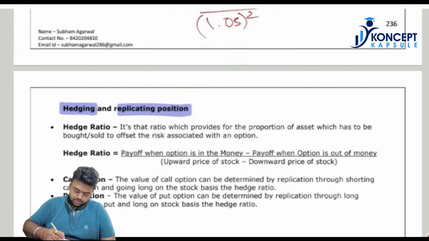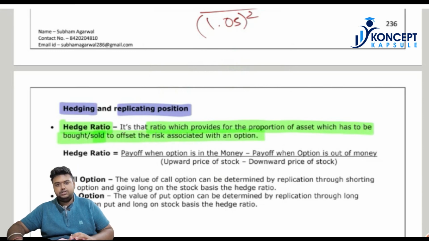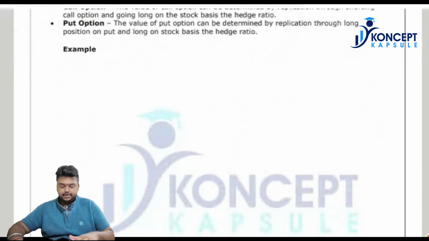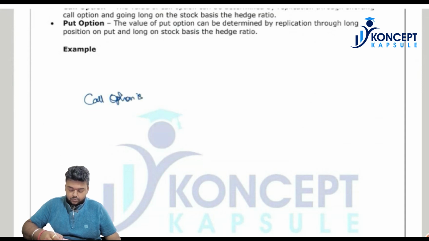What is hedging? Hedge ratio. Hedge ratio is the ratio which provides for the proportion of asset which has to be bought or sold in order to offset the risk position associated with options. Okay, let us understand this line. Okay, suppose we are entering into an option trade, where a call option is sold. The price of the stock is 10, the exercise price is 11.